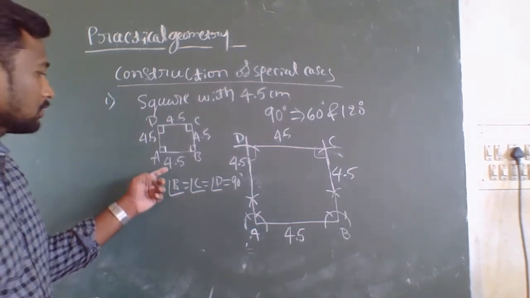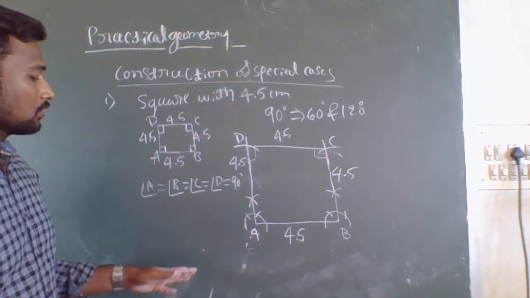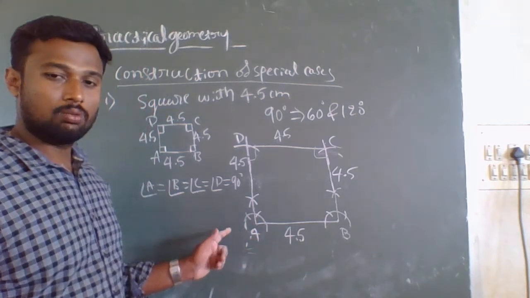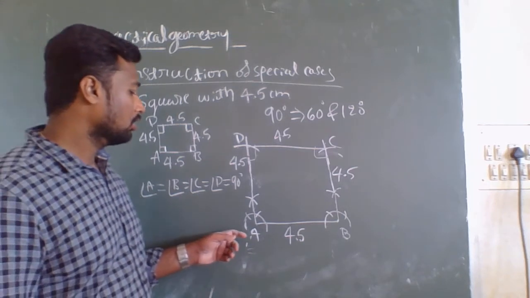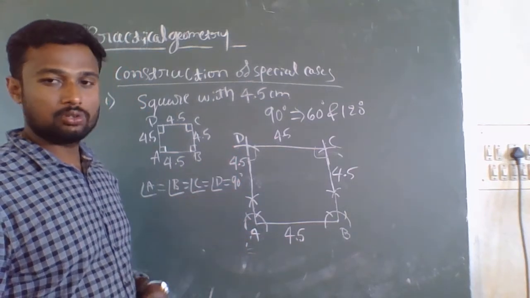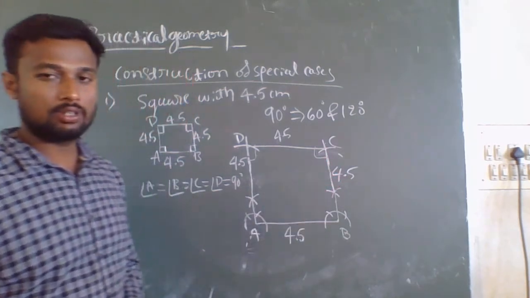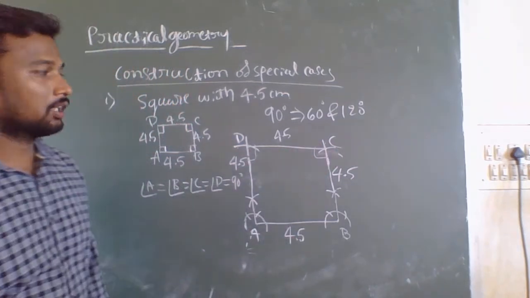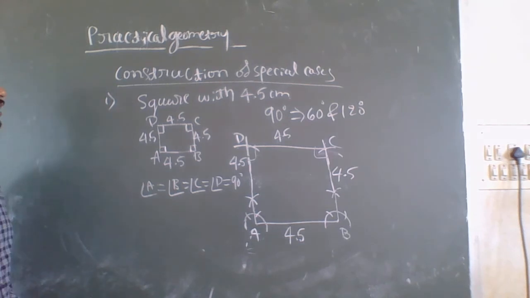So here I will consider this AB as the baseline, which is of 4.5 centimeters. Like this only, I will construct 90 degree on both point A and B by using compass, and from A I will consider 4.5 centimeters distance, and B also I will consider 4.5 centimeter distance, and now I will join these two points C and D. I get C and D. This is how to construct square with 4.5 centimeters.